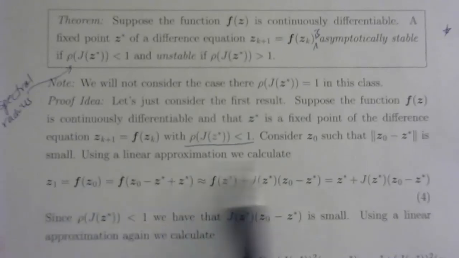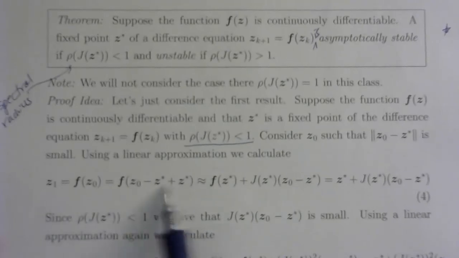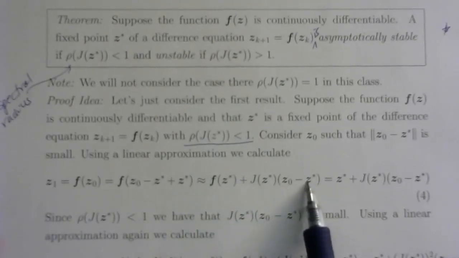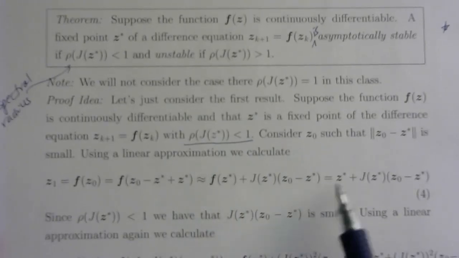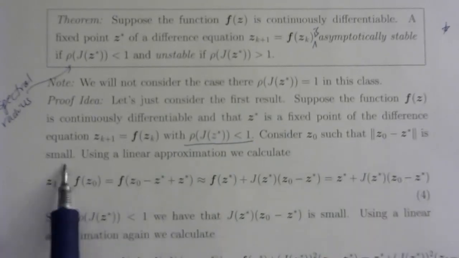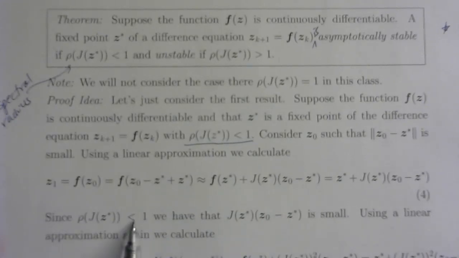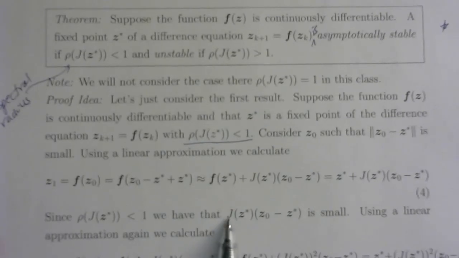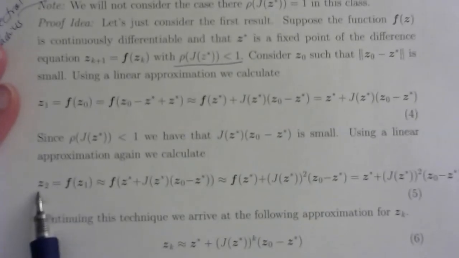If we use a linear approximation, this is the same calculation we did before. z_1 is f of z_0. You can add and subtract z star, approximate it using the Jacobian, and then note that f of z star is just z star. We can do this approximation because this is small. That's why we need this step to say that z_0 minus z star is small. Since the Jacobian's spectral radius is less than 1, the Jacobian times this is small. A small number times some other small number is also small, so we can do the linear approximation again. And that's what we did previously.